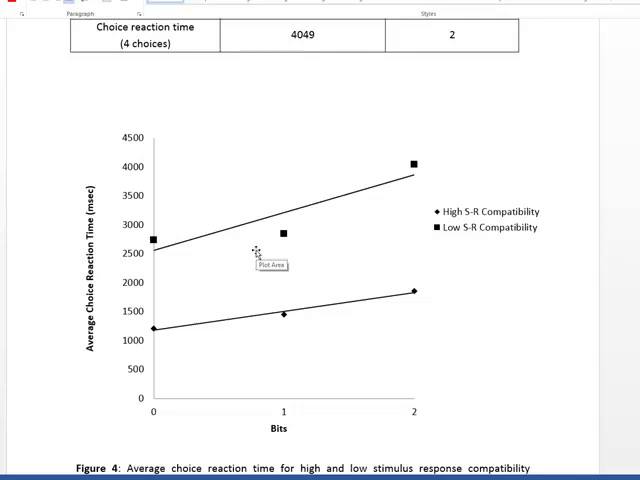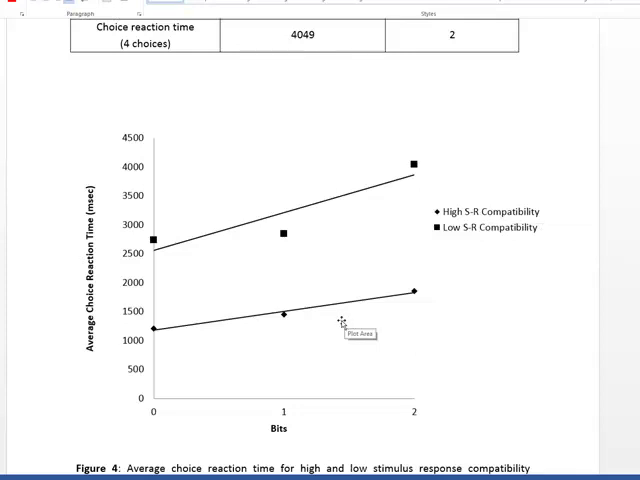The next thing you need to do in order to push this up into the distinction level is you need to create a figure that demonstrates your secondary findings. Now, this could be either 2 figures, or this could be a figure with both things on it. In this example, we've got both things on it. So the findings in this was that as the number of bits increases, reaction time also increases. And that's this bottom line we can see represented with the high stimulus response compatibility example.